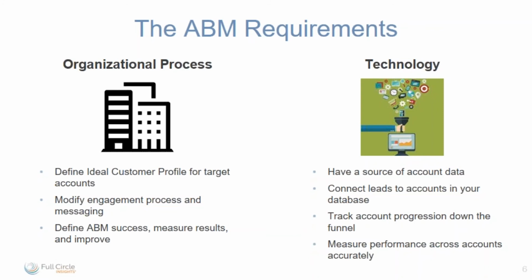Secondly, you want to modify your engagement process and messaging. So once you've defined the ideal customer profile and that list of target accounts, you want to make sure that you are being very personalized with that engagement process, but also modifying it such that you are understanding there's an account context to the leads that are moving down your funnel, as opposed to treating each lead as an individual separate from the account. So when I talk about process, I'm talking about sales and marketing.